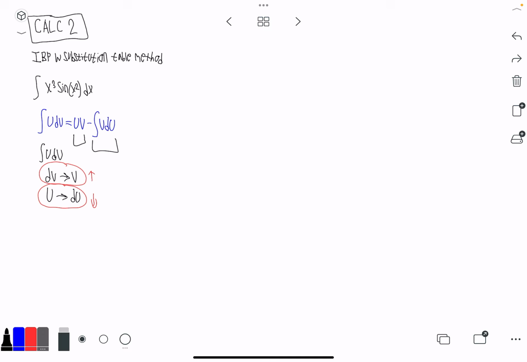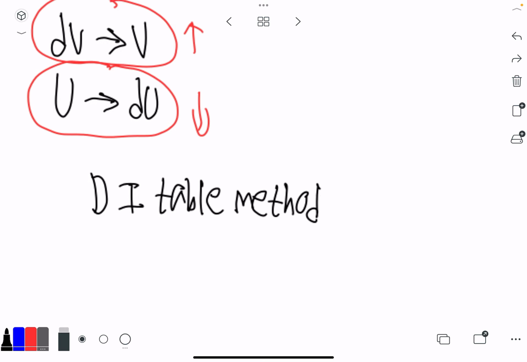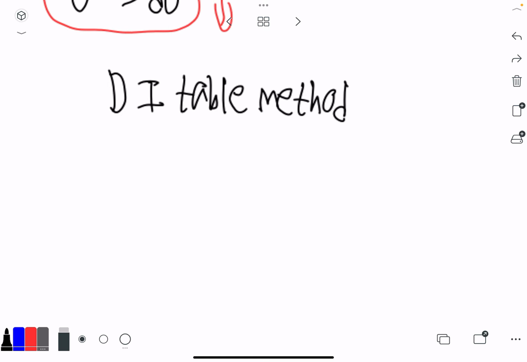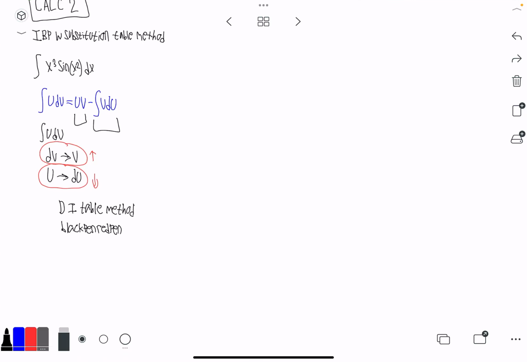And this is where the usual DI method, the DI table method, comes into play. But today I'm not discussing this method because it has been covered by many YouTubers, especially Black Pen, Red Pen. You know him? Let me just write it here. You can just search Black Pen, Red Pen, DI method, and you can easily see one of his explanations on the table method.